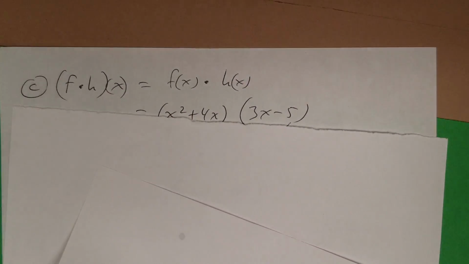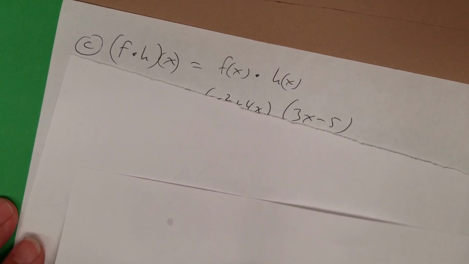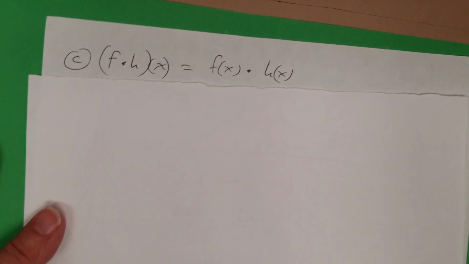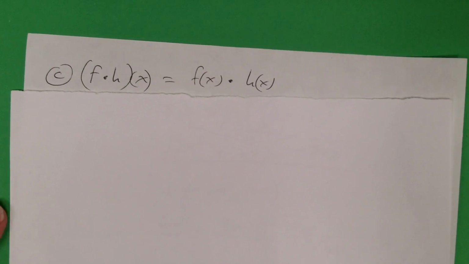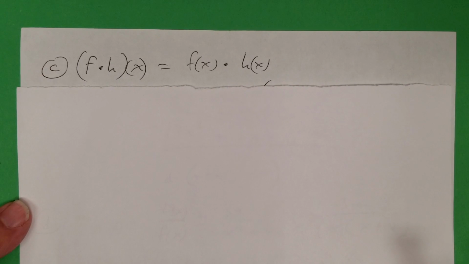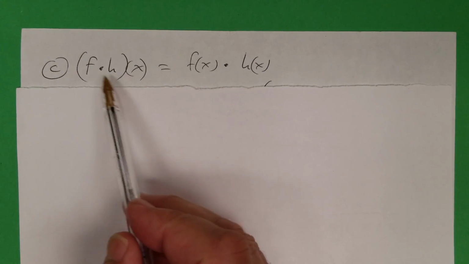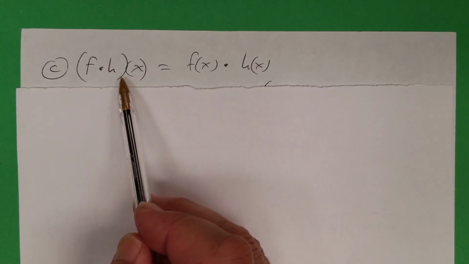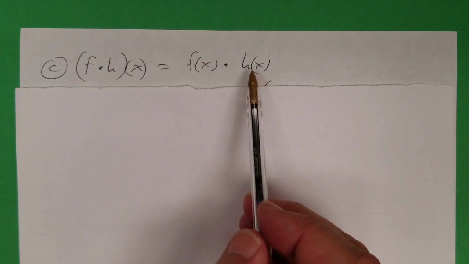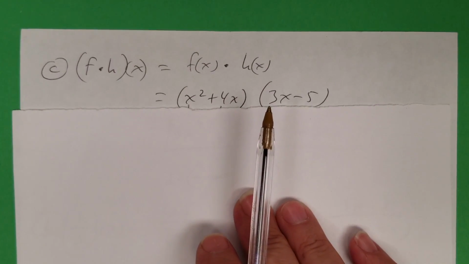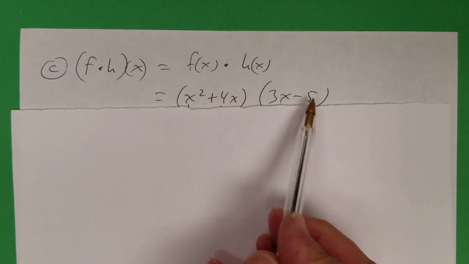The next one is multiplication. There it is. So here I want you to find a function that's f times h of x. So we're going to end up with a new function that we get by multiplying f and h. So definitely need parentheses here, right? That's f of x, that's h of x.